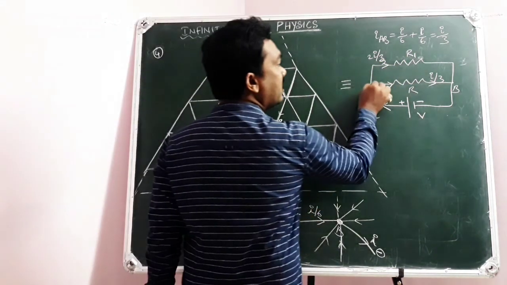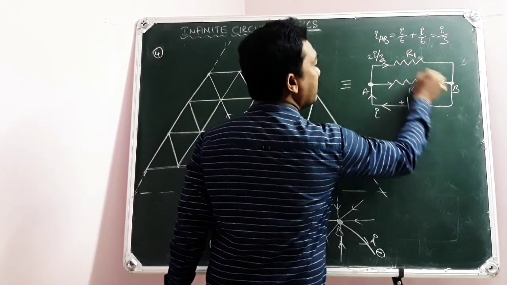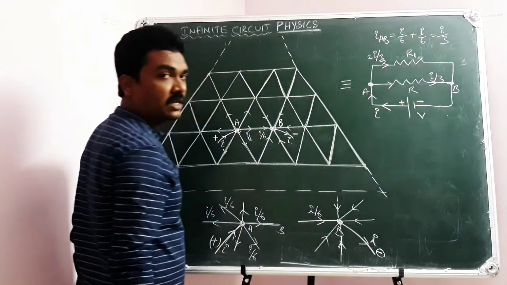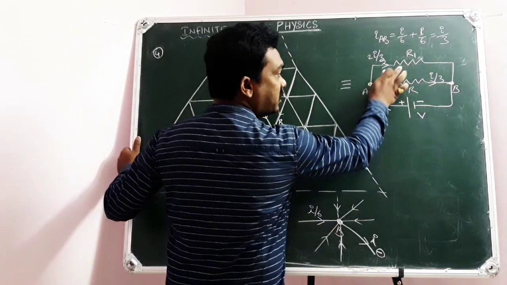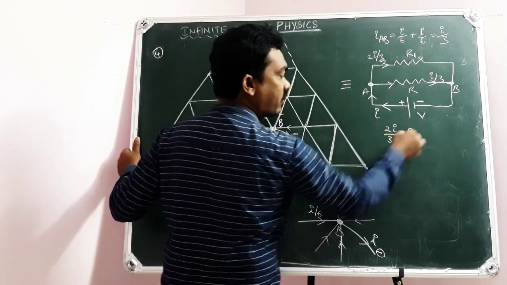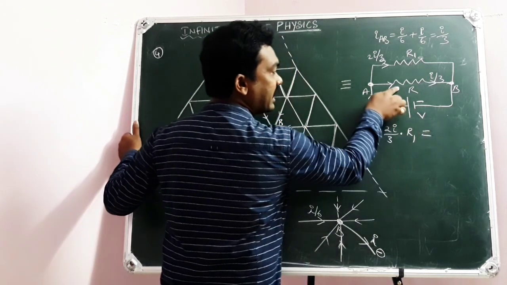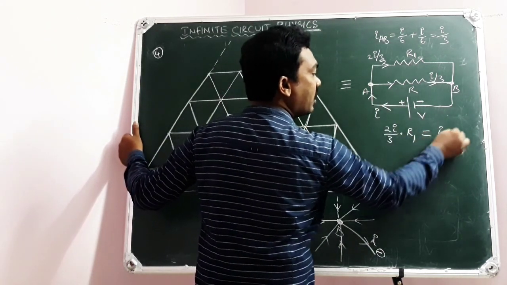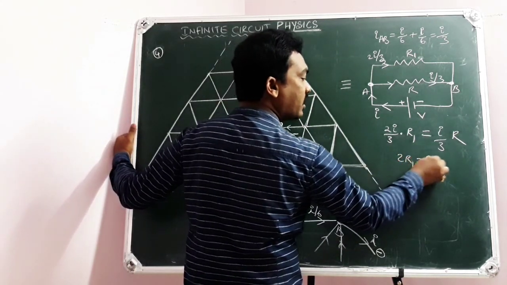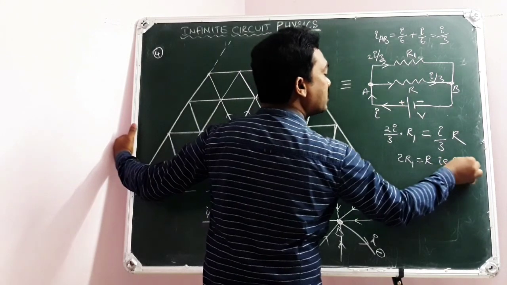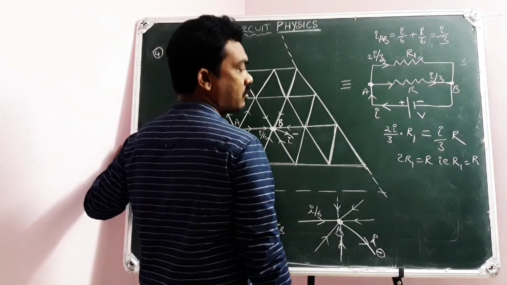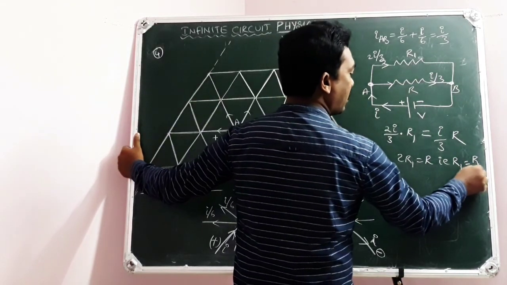But you know, practically, this R1 and R both are in parallel. So the potential difference across R1 is the same as the potential difference across R. That means the potential difference V equals IR. So 2I by 3 into R1 equals the potential difference across R, which is I by 3 into R. So I by 3 gets cancelled. 2R1 is equal to R. That is, R1 is equal to R by 2.